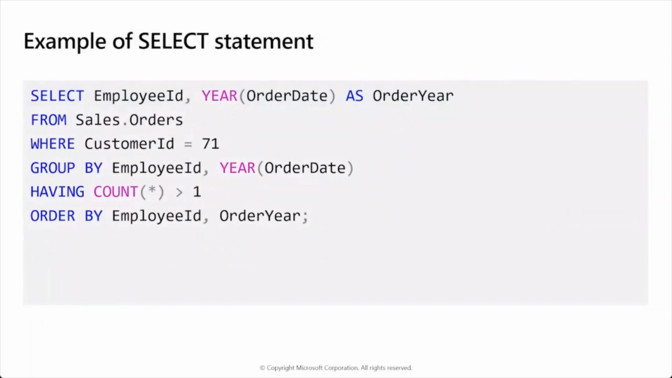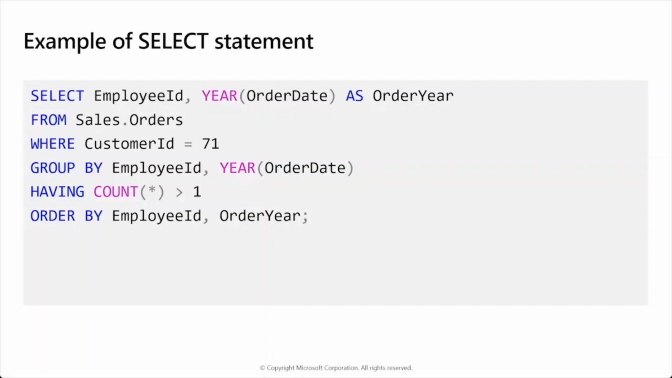Now, if we take a look at an example of a select statement, in basic English, this statement is essentially saying: find the employees who served customer 71 at least once and rank them by the employee number. Now in SQL, what I want to do is retrieve data from the orders table in the sales database, and this is specified from the from statement.